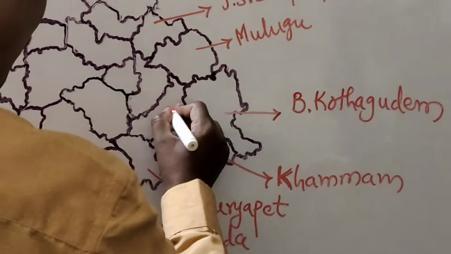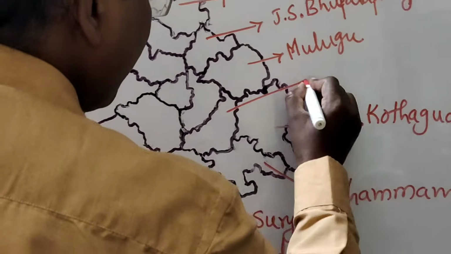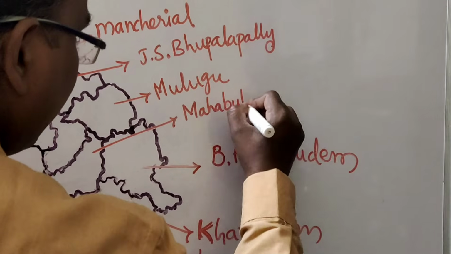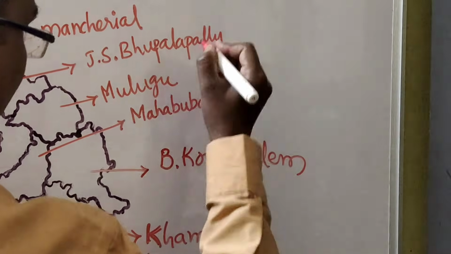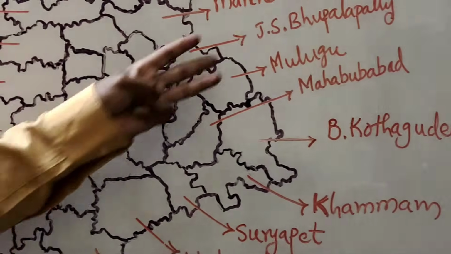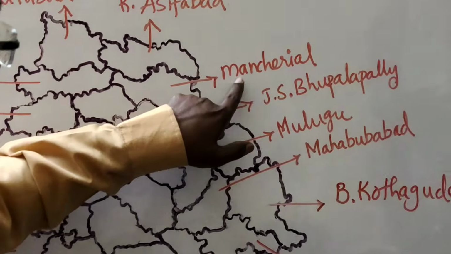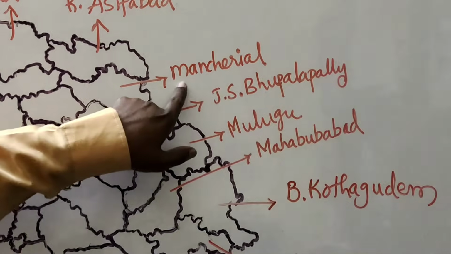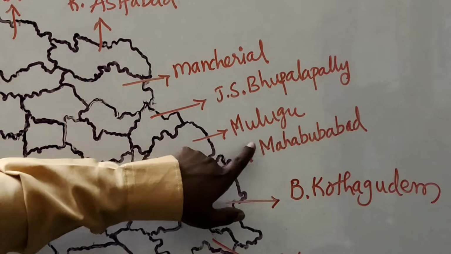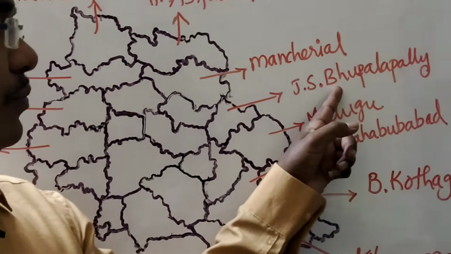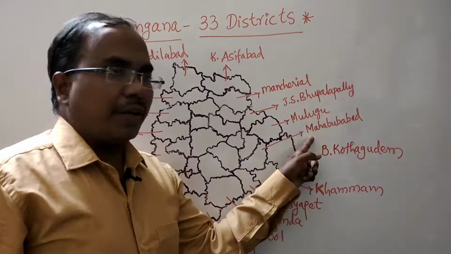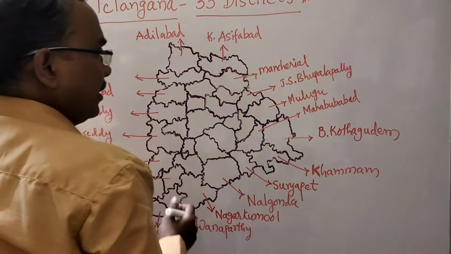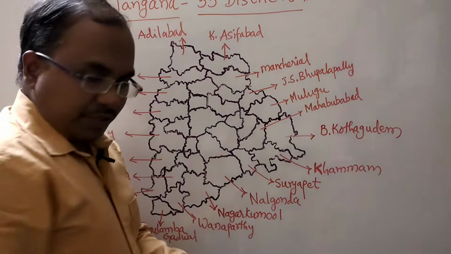Now we are going to the inner districts. Here it is Mahabubabad. Okay, these 4 we learn now: Manchiryal, Jaishankar Bhupalpalli, Mulugu, Mahabubabad. These are the 4 districts, and if we go further inner, we will learn some more districts.